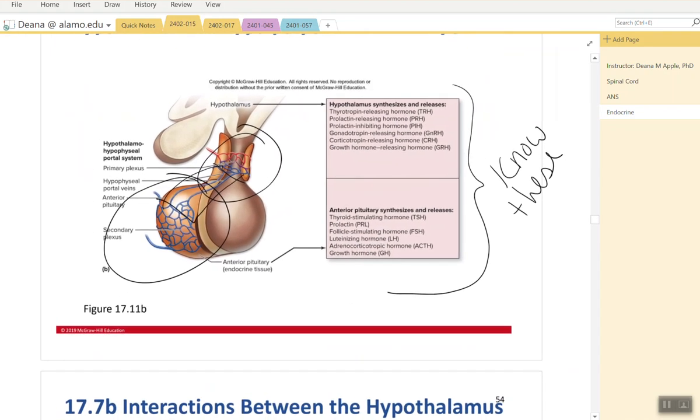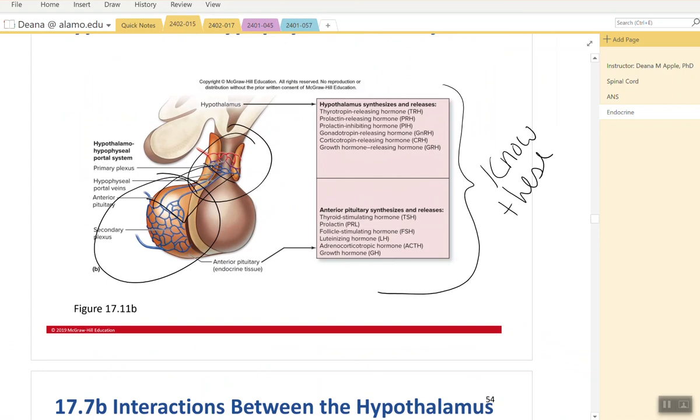So do these go from those glands to the other glands that need them, or do those other glands produce their own? Nope, they're released from here, go into the portal system, and they travel to the tissues where they're going to bind to their receptors.